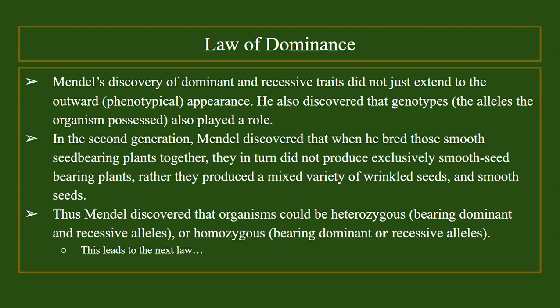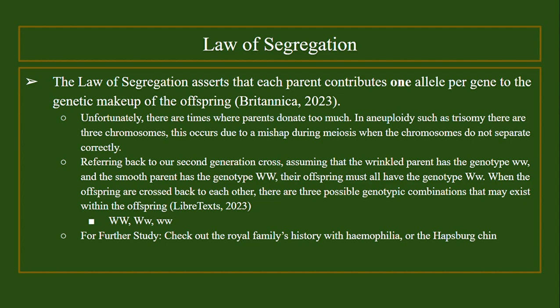It's so important, in fact, it leads to the next law, the law of segregation. The law of segregation asserts that each parent contributes one allele per gene to the genetic makeup of the offspring. Unfortunately, I do like to take this time to remind us that there are times where parents accidentally donate too much. In aneuploidy, such as trisomy, three chromosomes make it into the offspring. In Down syndrome, this is typically trisomy 21, where there are three copies of the 21st chromosome. This can occur due to mishaps during meiosis when the chromosomes do not separate correctly.